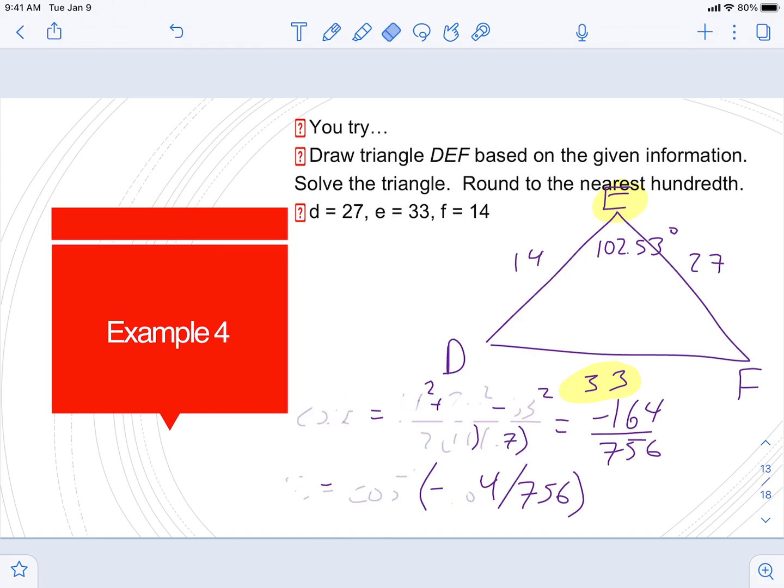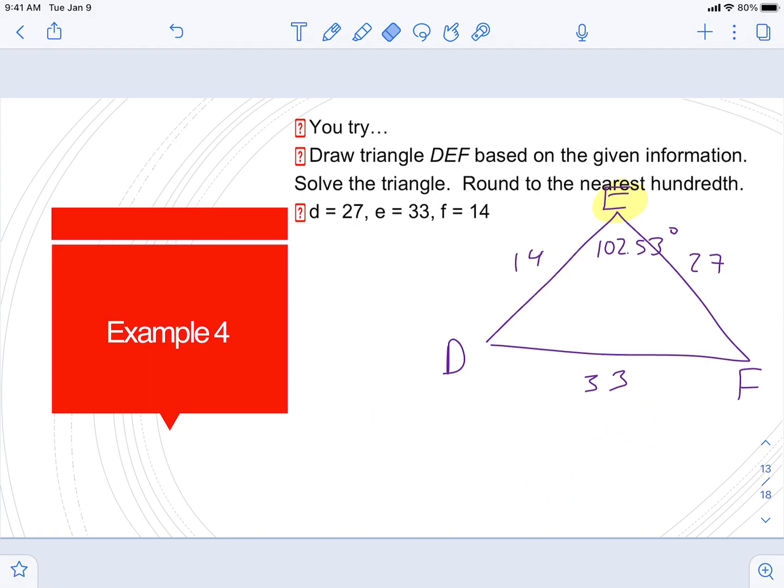All right, now let's do another one. Again, it doesn't matter. I could use the law of sines at this point. I could do either angle E or D or angle F. It doesn't really matter. I'm just going to start with D. So cosine of D. That means that 27 is the important side. That's got to be the minus side. So 14 squared plus 33 squared minus 27 squared, all over 2 times 14 times 33.